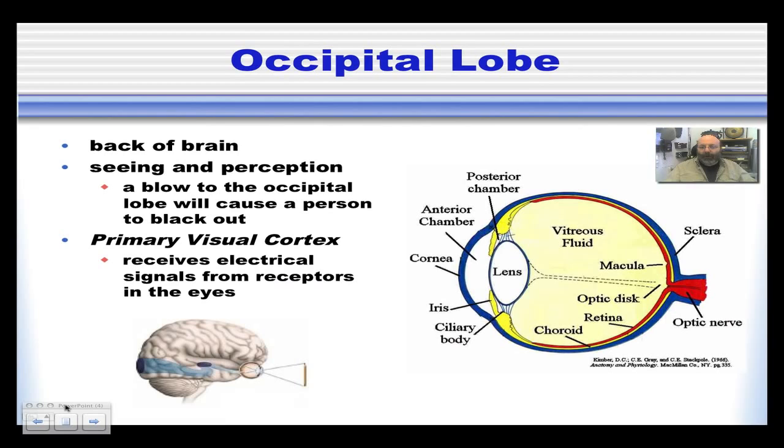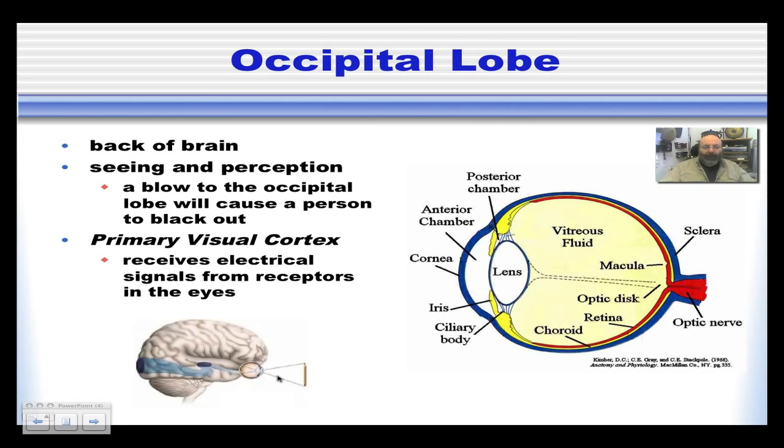Okay, so here's a quick little diagram. You can see on the right-hand side of here, we got basically an eyeball. We have a lens here. And that lens is then, of course, connected to the rest of the eye through to the optic nerve. And that optic nerve is then what channels that signal to the back of the occipital lobe.